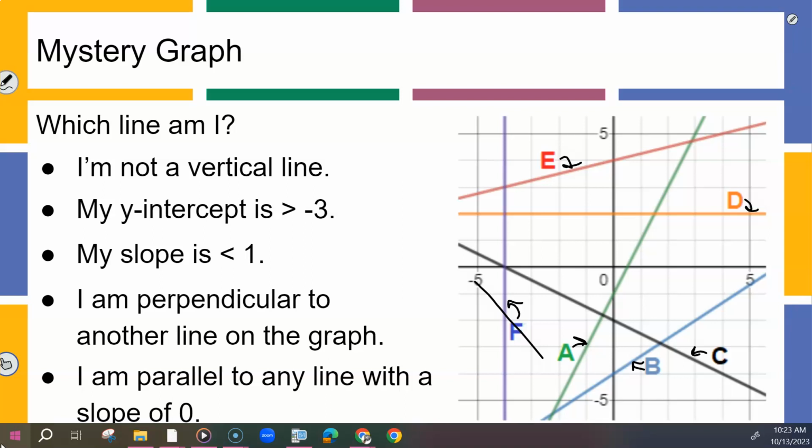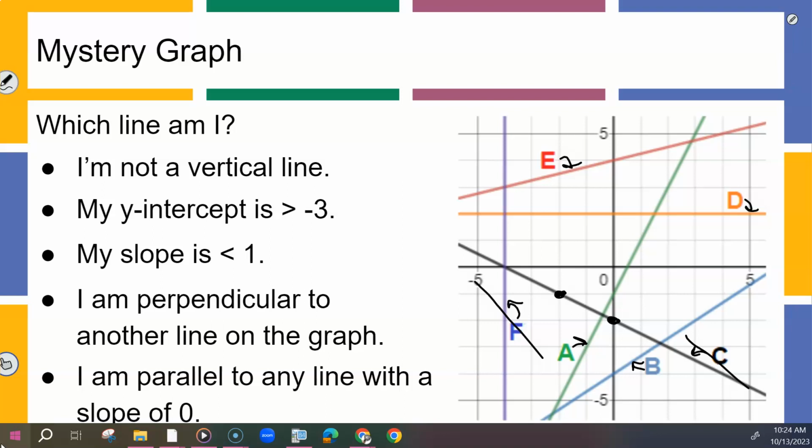Why C? Okay. So it is perpendicular to this one, definitely. It is not vertical, correct? Is the y-intercept greater than -3? Yes, it is. Is that -2? Is greater than -3? Is the slope less than 1? Yes. So far, all of these are matching up. Is it parallel to any line that has a slope of 0? No. So had that last one not been there, C could have been the answer. But because of that last one, it's not C.